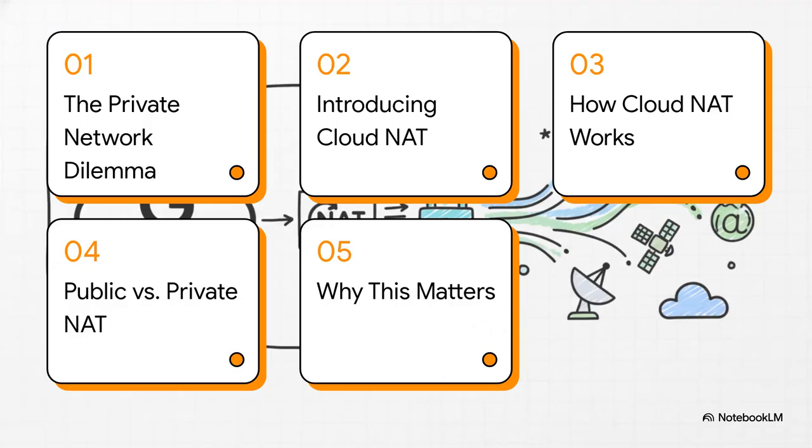So here's what we're going to cover. First, we'll look at the big problem we're trying to solve. Then, we'll introduce Cloud NAT itself, get into the nitty-gritty of how it works, check out its two main flavors, public and private NAT, and wrap up with why this all matters so much. Sound good? Let's jump in.